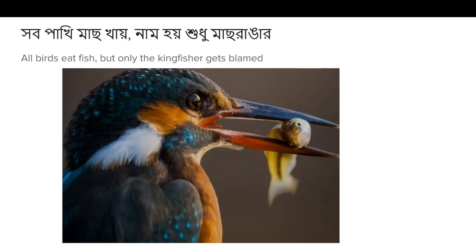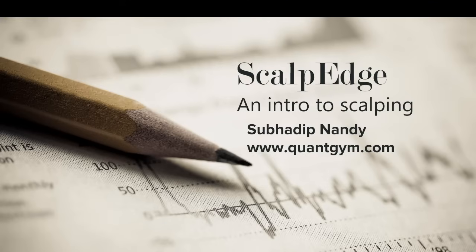So, the picture which you're seeing, and above the picture, it is written in Bengali, Shob Pakhi Mach Khaye, Naam Hoy Shudhu Mach Rangar. Now, this is a Bengali proverb, which means all birds eat fish, but only the kingfisher gets blamed. The reason I say this is everybody scalps in the market. I mean, if you are scalping options, if you are scalping futures, if you are scalping cash, but scalping always gets a bad name.